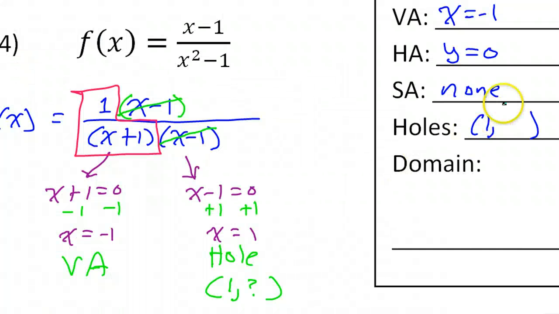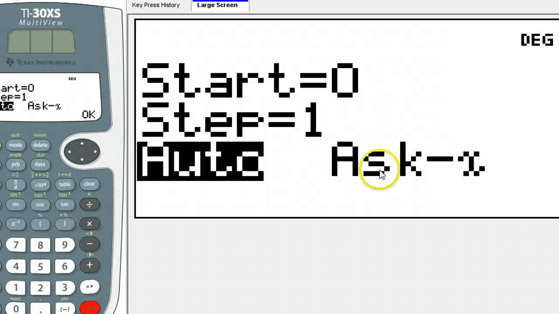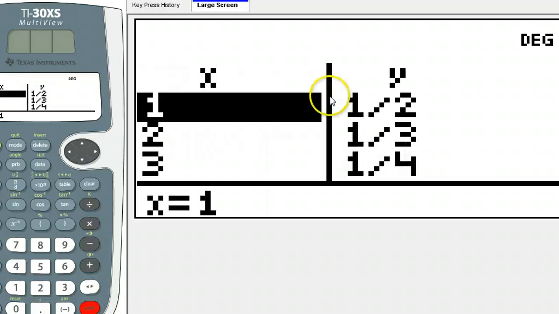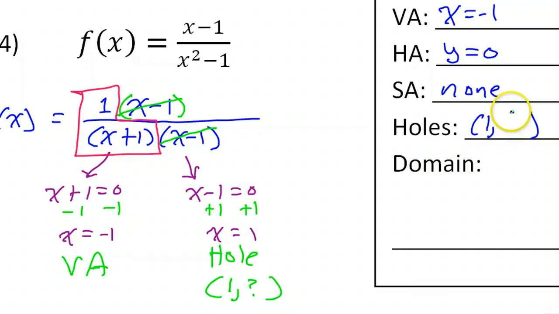Alright, and we want to know what's happening at an x value of 1. So might as well start at 1. Okay, so that's 1/2. Okay, 1 we got. So 1 comma 1/2.